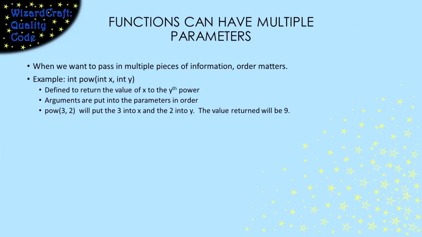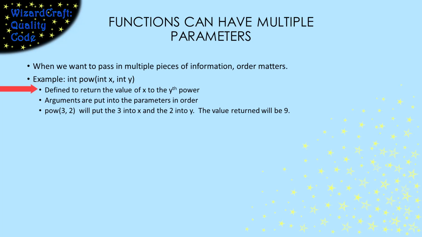Our printLine function only required one value of input, but we can make functions that have more than one parameter. For example, there is a pow function in math.h that is declared like this. It has two parameters, x and y, that are both ints. It is defined to return the value of x raised to the yth power.